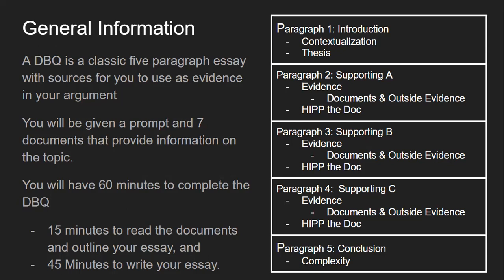So you will then need to use those 7 documents as your evidence to prove your argument. Right? So it's a 5-paragraph essay. You have an intro, you have 3 supporting paragraphs, you have a conclusion. In those 3 supporting paragraphs, you need to include evidence to support your argument, and you will need to use the 7 documents they give you, and I'll tell you exactly how to do that, as evidence to prove your argument.